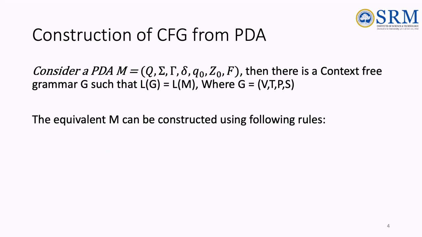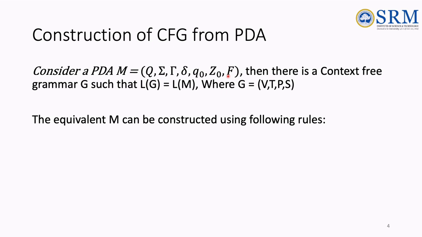In this particular module, we are going to see the conversion of PDA, that is Pushdown Automata, into a context-free grammar. So, you know the tuples for PDA. The PDA tuples are Q, the set of states; sigma, the set of input alphabet; gamma, the set of stack symbols; delta, the transition; Q naught, the initial state; Z naught, your stack symbol at the bottom; and F, the set of final states.